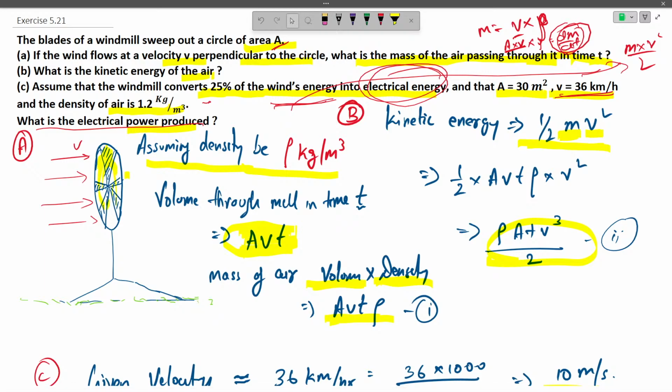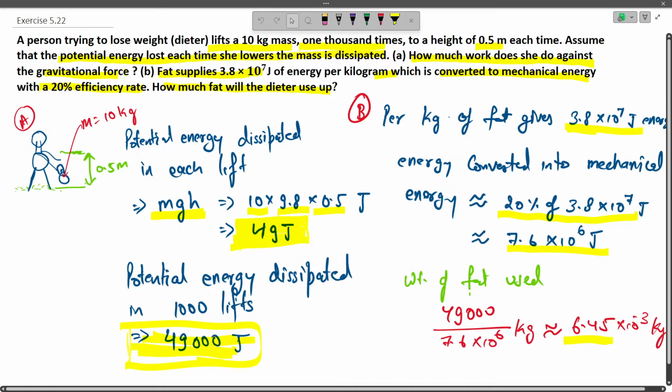Moving to the next question. A person trying to lose weight lifts a 10 kg mass 1000 times to a height of 0.5 meter each time. Assume that the potential energy lost each time she lowers the mass is dissipated. How much work does she have to do against the gravitational force?